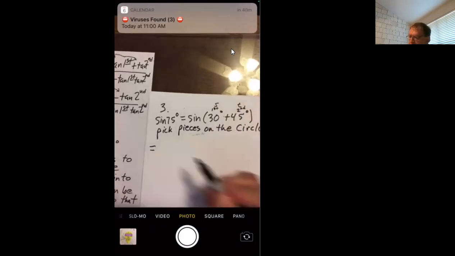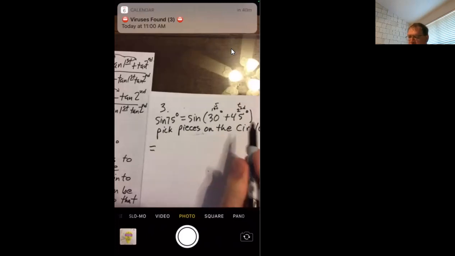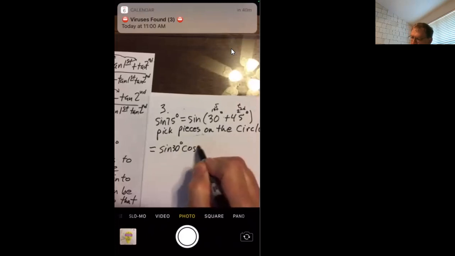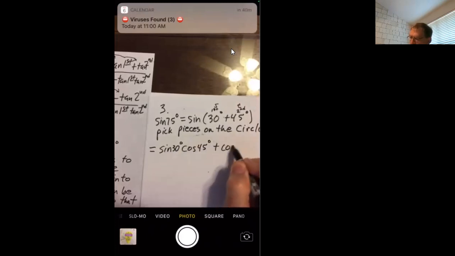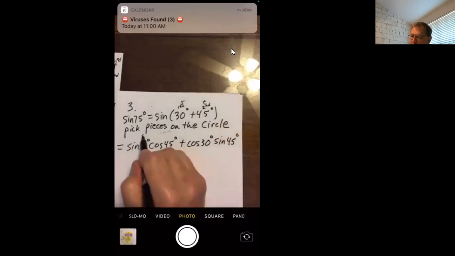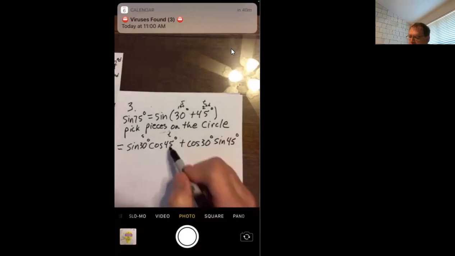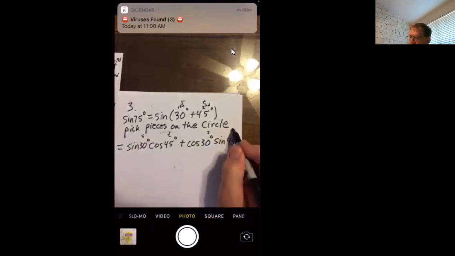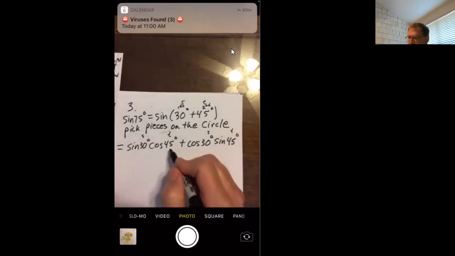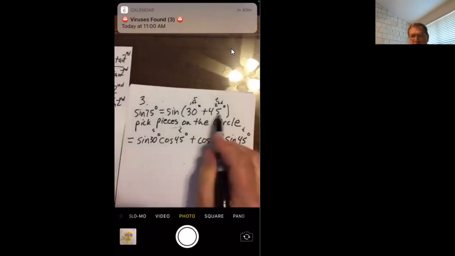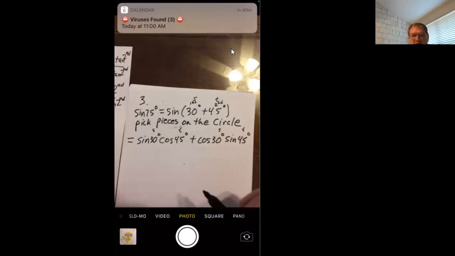So from the formulas we just did, it goes sine, cosine plus cosine, sine: sine 30 degrees, cosine 45 degrees, plus cosine 30 degrees, sine 45 degrees. It's sine first, cosine second, plus cosine first, sine second, same sign in the middle. When we put numbers in, it expands like this.